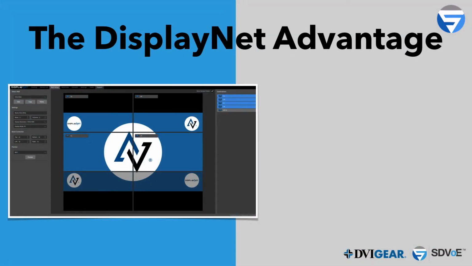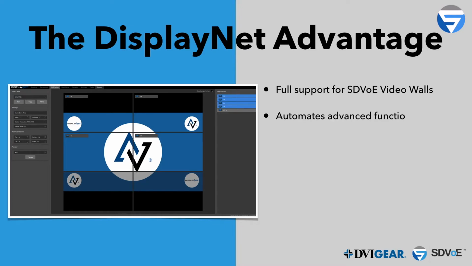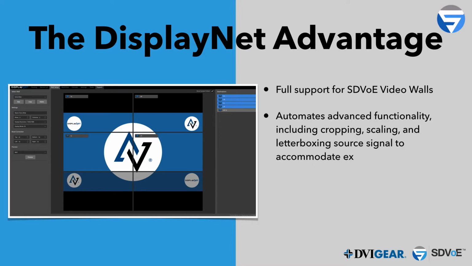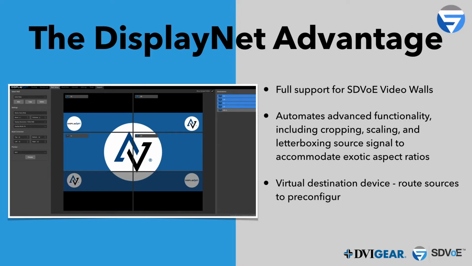So as a brief side here, I want to talk about how we've been able to use the SDVoE API to integrate advanced video wall processing directly into our user interface for DisplayNet. We have full support for SDVoE video walls, and our software automates a lot of the advanced functionality that SDVoE is capable of doing, such as cropping, scaling, letterboxing the source signal to accommodate exotic aspect ratios that you can see in some of these custom retail installations. Additionally, as part of our API, we offer a virtual destination device, so instead of configuring the wall every time you route a signal, you can just route the signal to the wall with one API command.